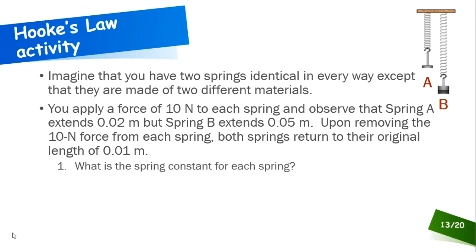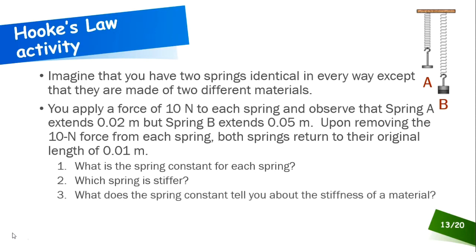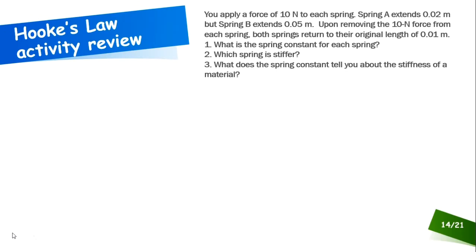First question we have is, what is the spring constant for each spring? Second, which spring is stiffer? And 3, what does the spring constant tell you about the stiffness of material? Let's run through this step by step, so you can see how this is actually going to play out. So what is the spring constant for each material? Well, let's look first at the spring constant for spring A. So we're going to take K and put a little subscript A on that to be the spring constant for spring A. So we start off with Hooke's law.